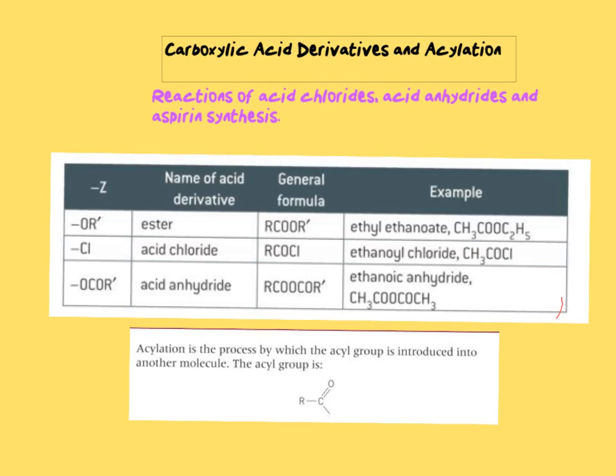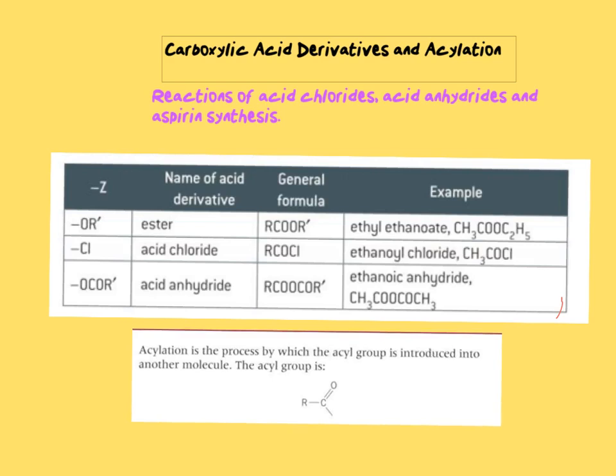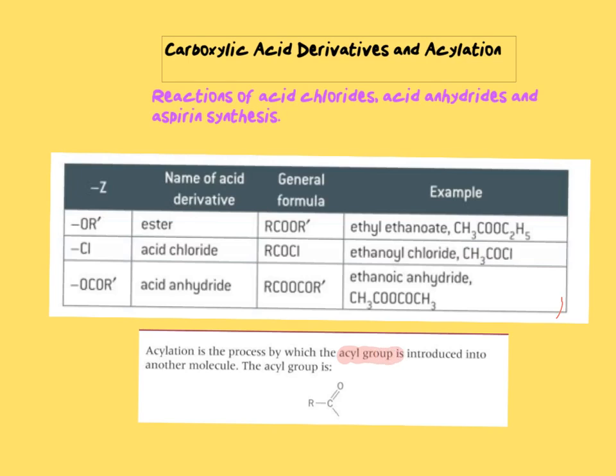So we're going to look at the process of acylation, and the definition of acylation here is the process by which the acyl group is introduced into another molecule. This is the general formula of an acyl group. So you can see that carboxylic acid derivatives all contain the acyl group.